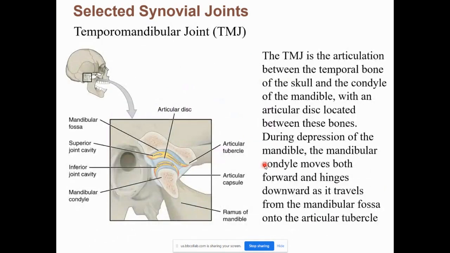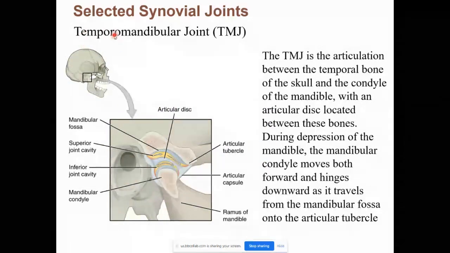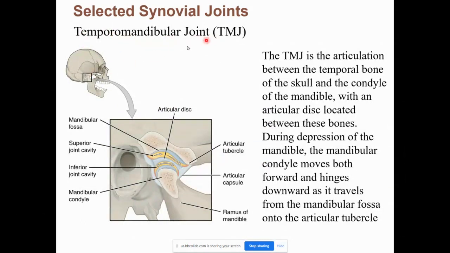Next, selected joint. We've seen this in the past too. Temporomandibular joint, TMJ. That's where the condyle of the mandible meets the mandibular fossa of the temporal bone. It's sort of a hinge, but not really, because it can protract and retract. It can sort of move side to side. It's a modified hinge, so I wouldn't ask you to classify this, but definitely a synovial joint we've seen in the past. We should know where it's located in the body and the name of it, right? Temporomandibular joint.